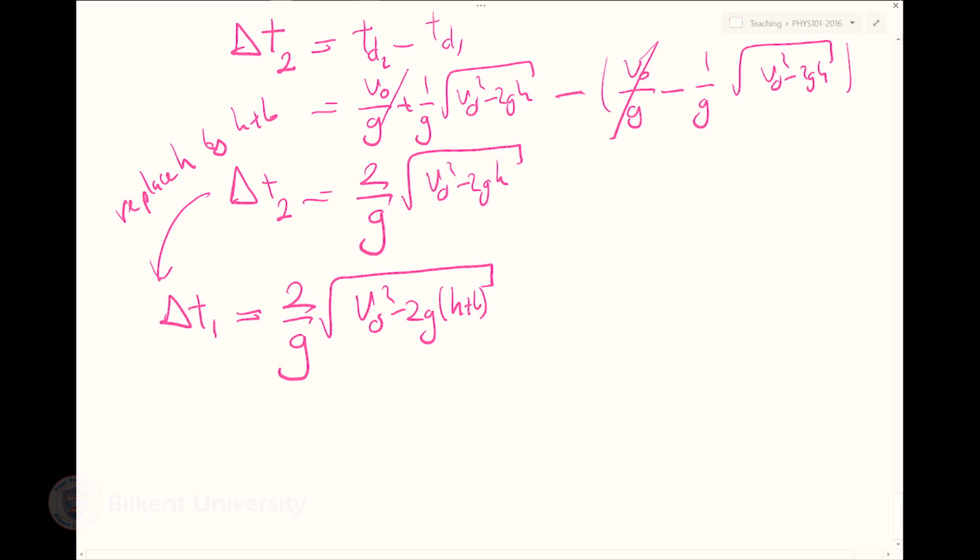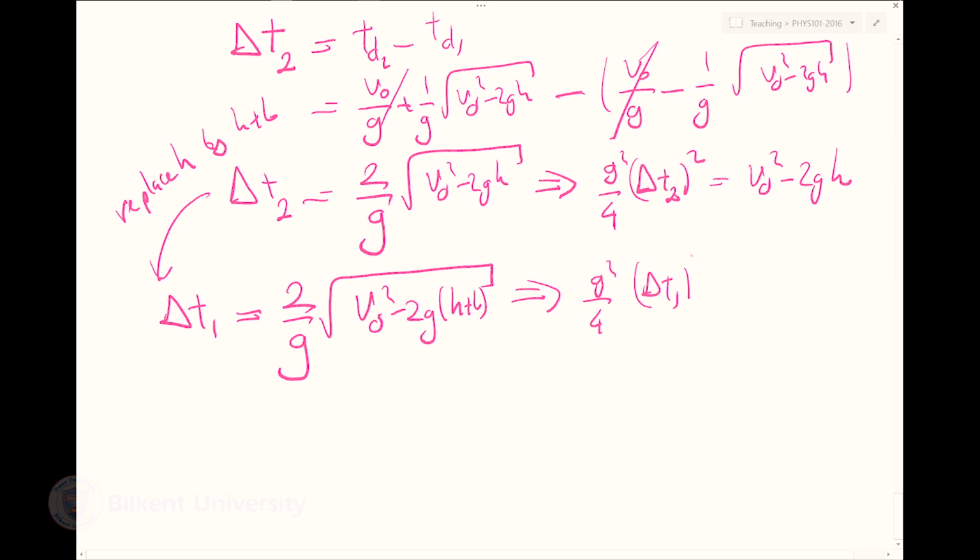What else is appearing in my equations? V0 square and H. So somehow I need to get rid of these two unwanted quantities. Let's see. I'm going to write this a little bit differently. I'll take the square of both sides. Delta T2 square times G square over 4 equals V0 square minus 2GH. And similarly, G square over 4 delta T1 square would be V0 square minus 2G times H plus L.